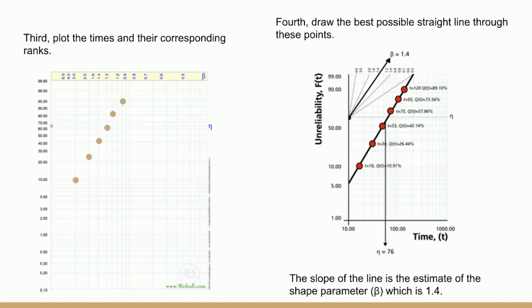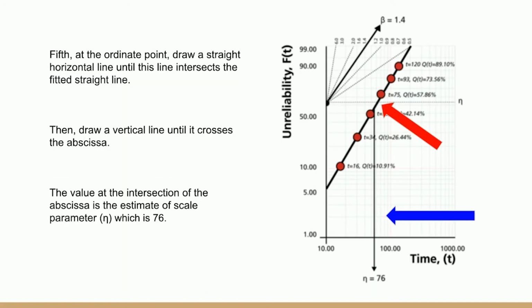Then calculate the slope of the line by looking at the values on the top of the paper. The slope of the line is actually the estimate of the shape parameter, which ends up being 1.4. So after calculating the shape parameter, draw a straight horizontal line at the ordinate point until it intersects the fitted straight line. I put a red arrow showing the point where it intersects. When you're done with that, draw a vertical line until it crosses the abscissa. I put a blue arrow pointing out the vertical line. The value at the intersection of the abscissa is the estimate of the scale parameter, which ends up being 76.